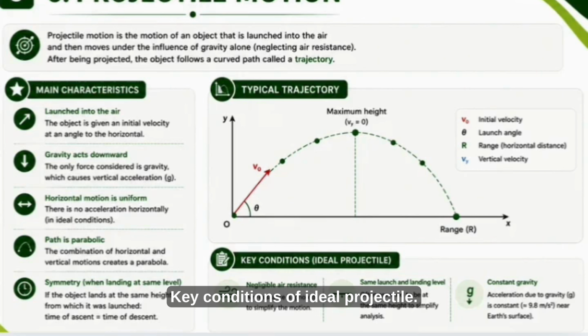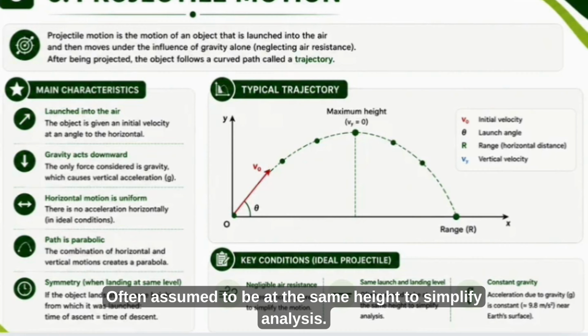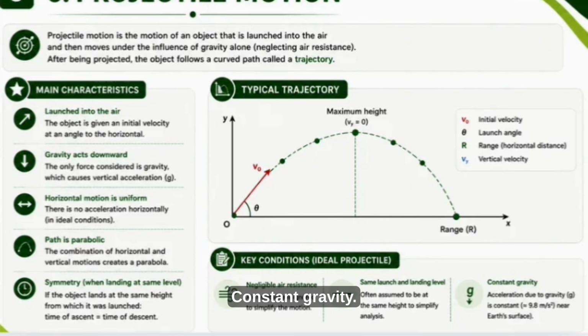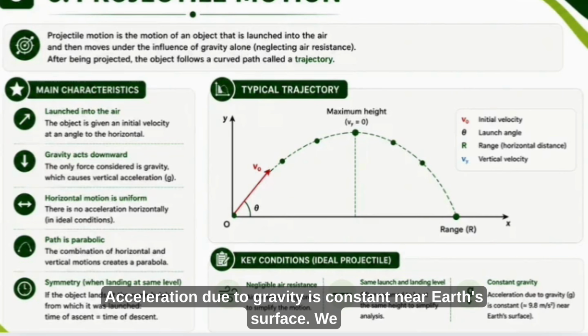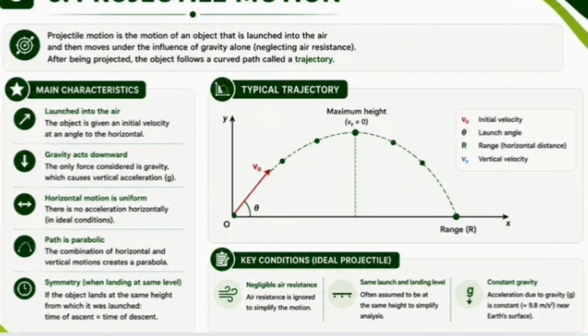Key conditions of ideal projectile. Negligible air resistance. Air resistance is ignored to simplify the motion. Same launch and landing level. Often assumed to be at the same height to simplify analysis. Constant gravity. Acceleration due to gravity is constant near Earth's surface.